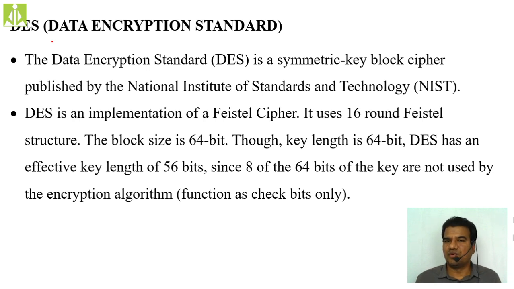64, isn't it? 8 eights, 64. In each 8 we omit 1 bit. So how many bits are we omitting? In each 8 we omit 1 bit, so total 8 eights we have. In each 8, if you omit 1 bit, it will become 7 bits only. So 8 sevens, how much? 56. Likewise we have the key length as 56.